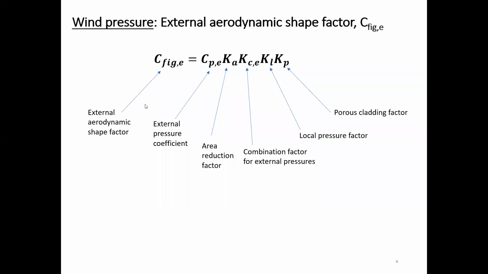So here's another equation now. How do we find C-fig external? This is the external aerodynamic shape factor. So we're going down another level of equation. We need to find the external pressure coefficient, the area reduction factor, combination factor of external pressures, local pressure factor, and porous cladding factor. You're probably going to be happy to know we're not going to worry about these K factors. We're going to assume they're all one.